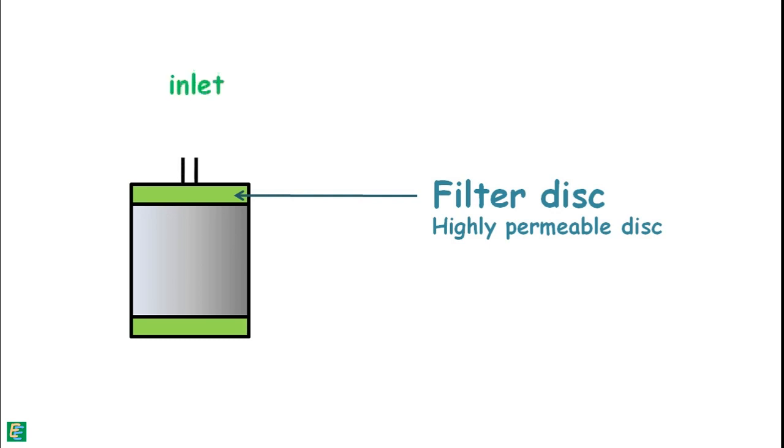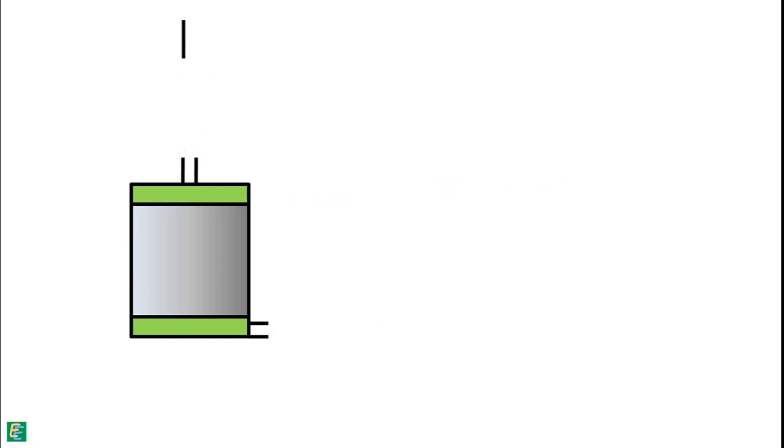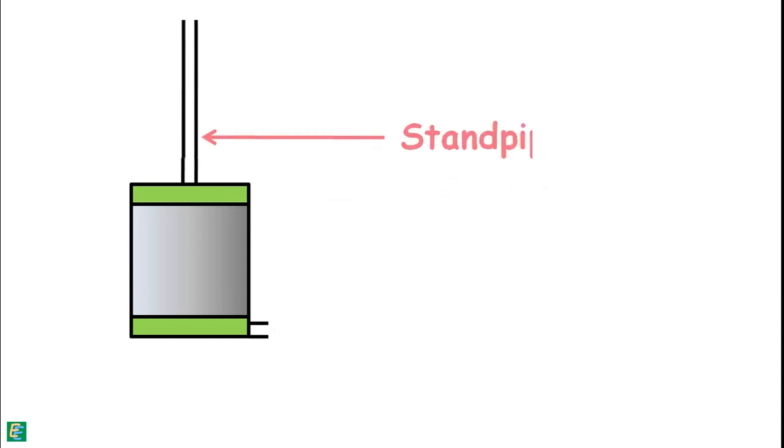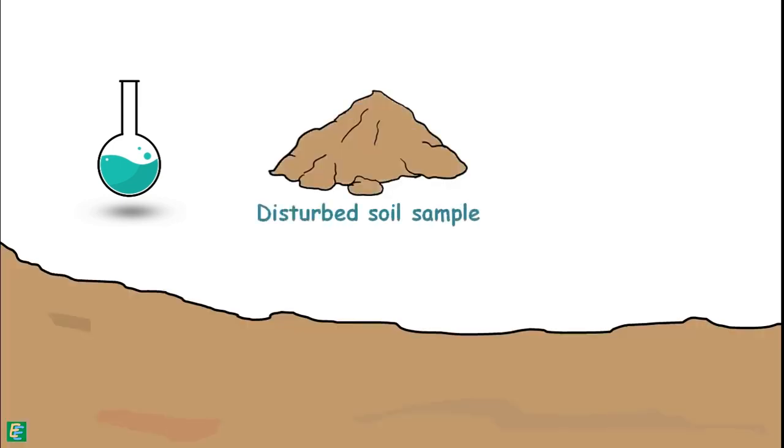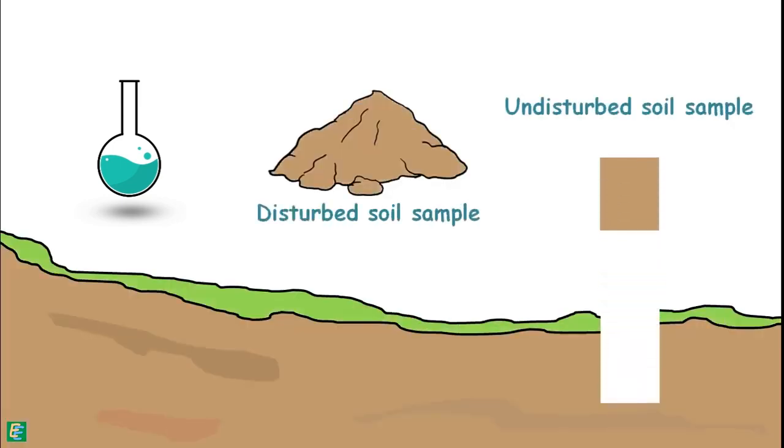These are also provided with inlet and outlet facilities. The inlet is fitted with a graduated vertical standpipe. The diameter of this pipe is known and let's say it is small letter d. Also, its area is small letter a. We can perform this experiment on both disturbed and undisturbed soil samples.